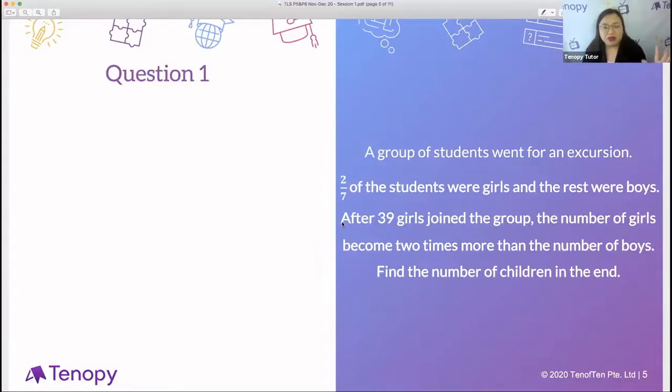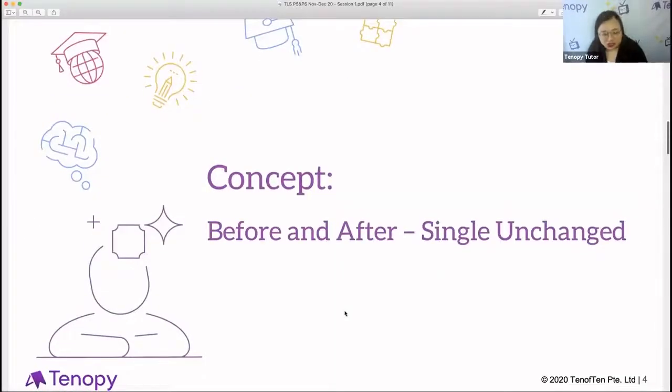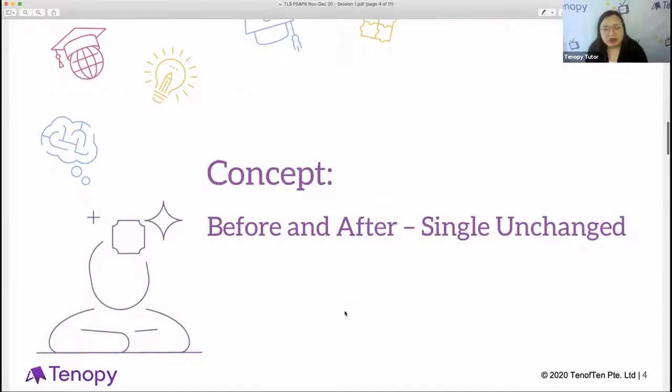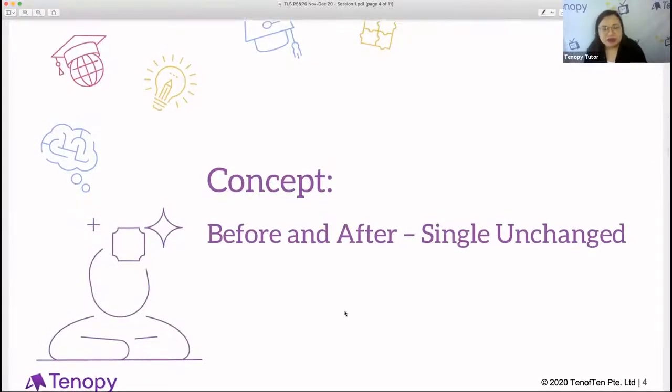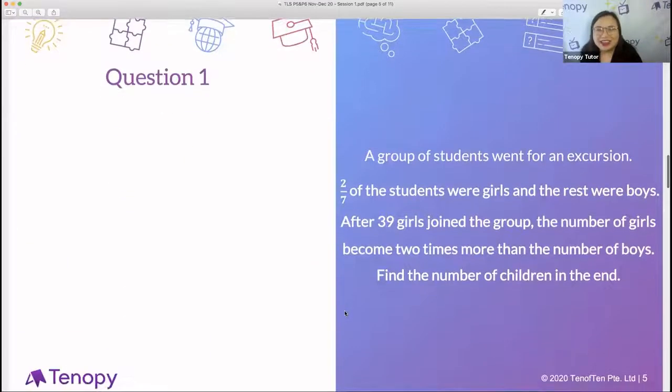Hi, welcome to those who have just joined us. Today we are covering the concept of single unchanged. Some of the numbers you will realize are very different from your P4, where you can't divide by your basic times tables. It is because in P5 you're allowed to use a calculator, so some of the numbers might be a little too big. I'll be helping you with the steps, you don't have to worry. Hi, Bethany, nice seeing you here. Hi, Lucas, let's continue with this.